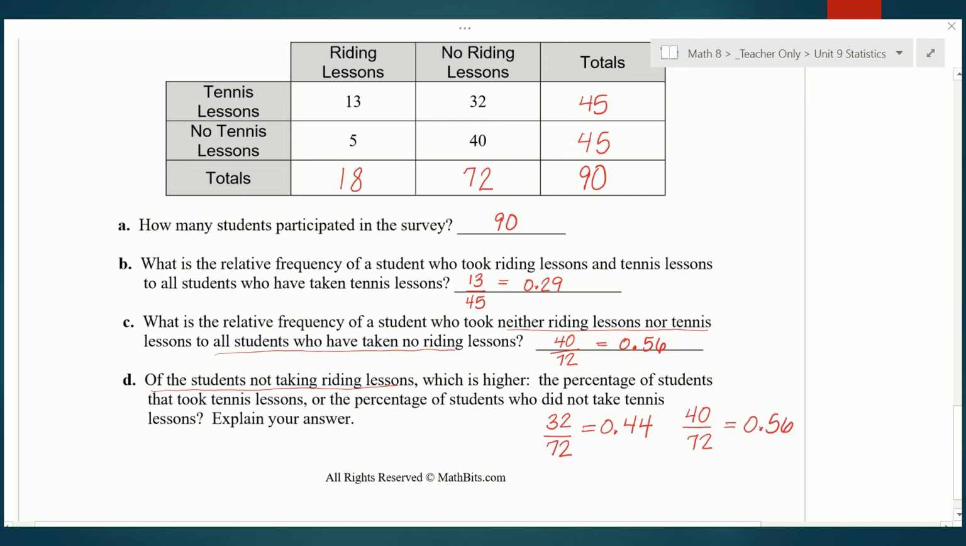So which of those is higher? The percent who did not take tennis lessons is higher. Okay, great job.